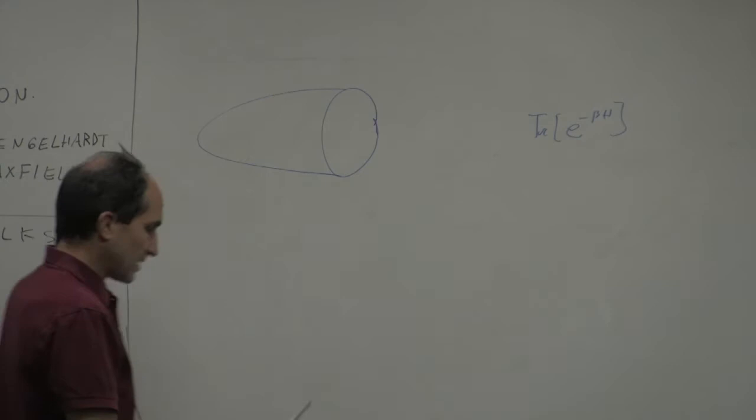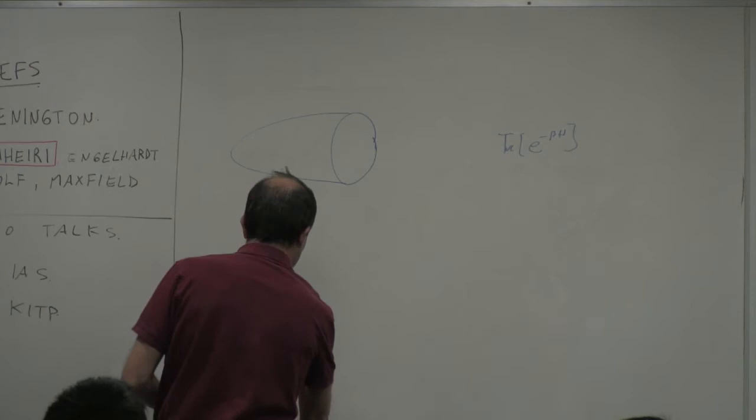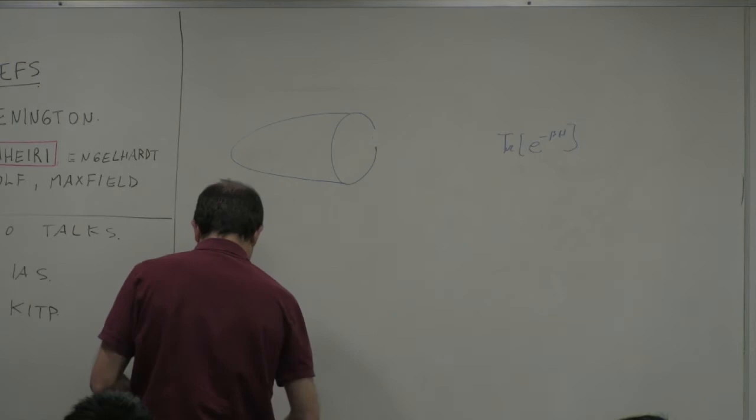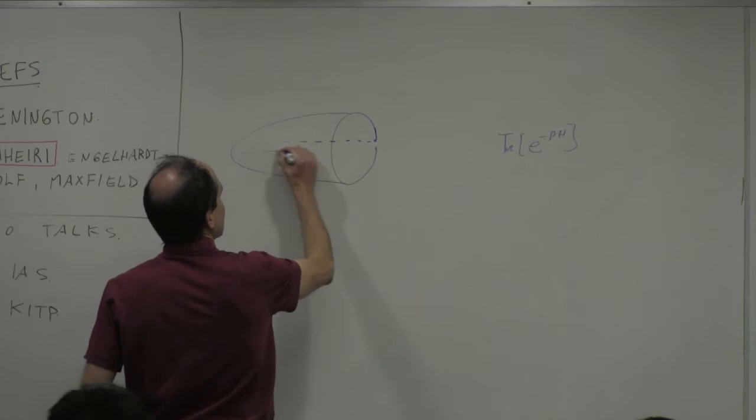Now relatedly, if we cut open this path integral, we can think of this as a computation of a density matrix, rho, okay?